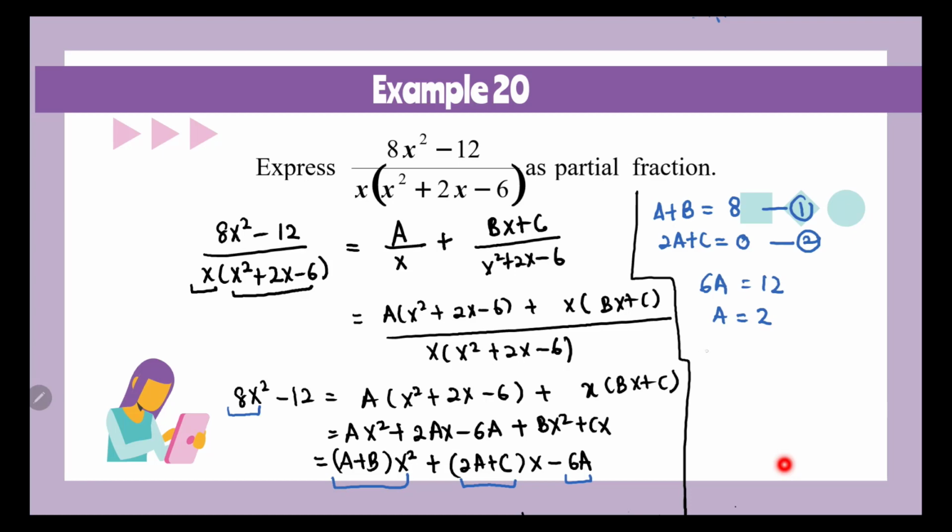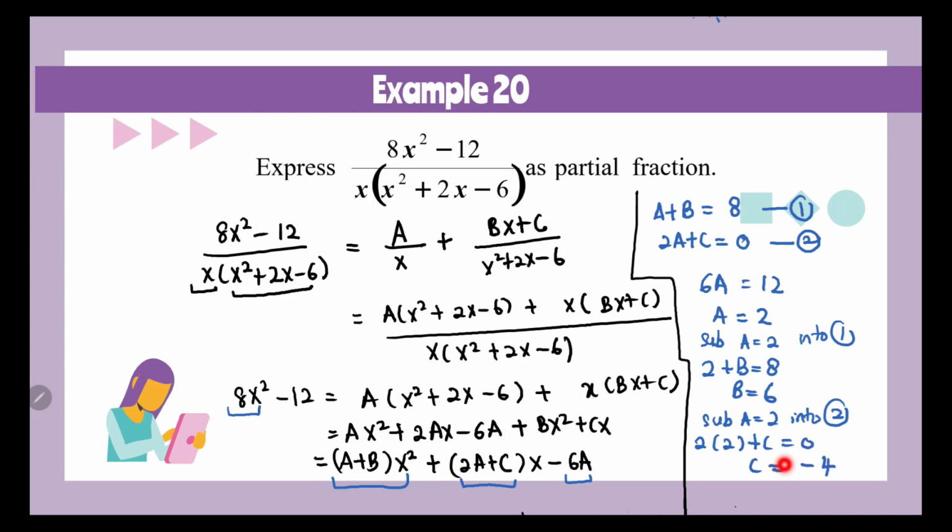Once we get the value of A, we will get the value of B and C. So substitute A is 2 into equation 1. Once you substitute A equals 2 into your equation 1, 2 plus B is 8. You will get the value of B, which is 6. Next, we're going to substitute A equals 2 into equation 2. So 2 times 2 plus C is 0. C is negative 4. Okay students, so we already have the value of A, B and C.